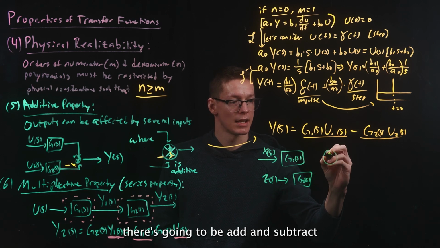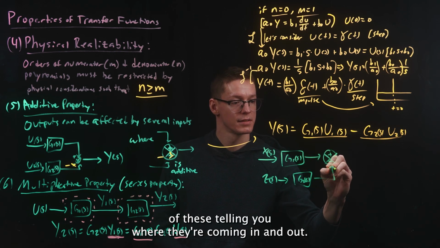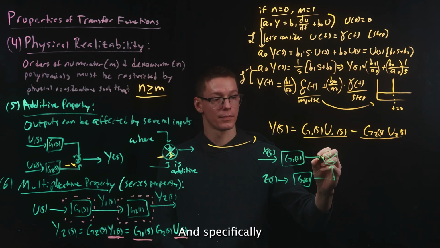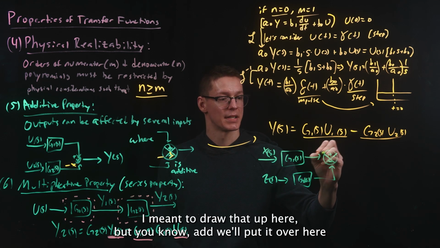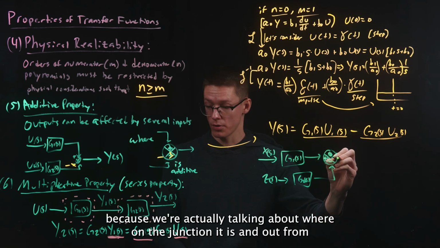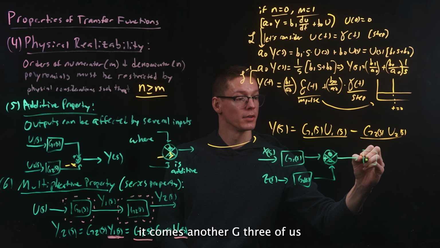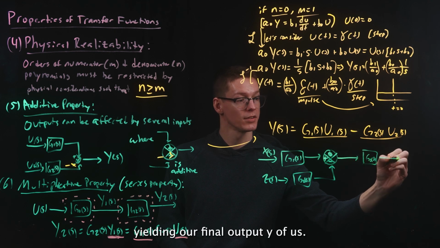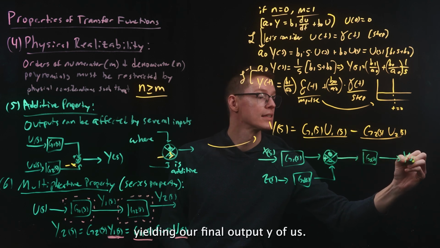There's going to be add and subtract of these, telling you where they're coming in and out. Specifically, I meant to draw that up here, but add, we'll put it over here because we're actually talking about where on the junction it is. And out from it comes another g3 of s, yielding our final output y of s.